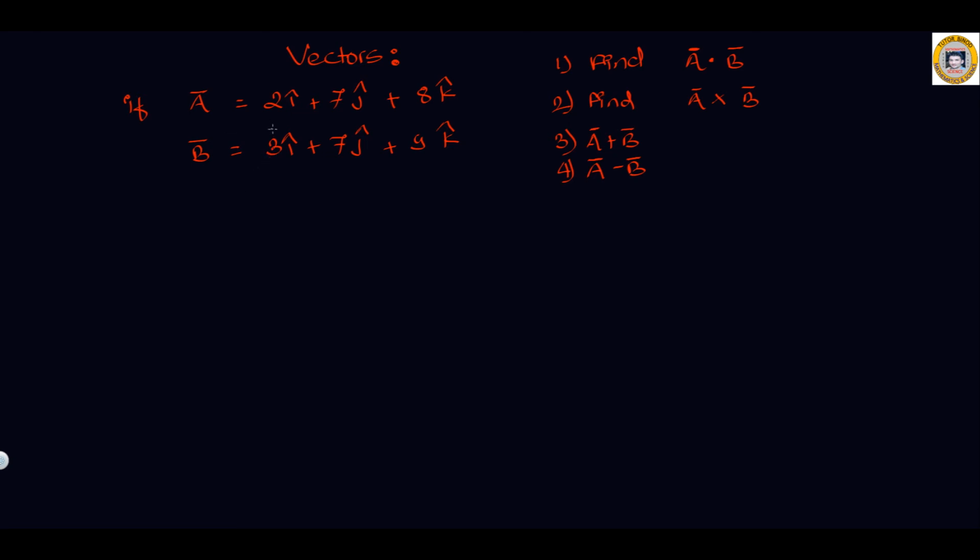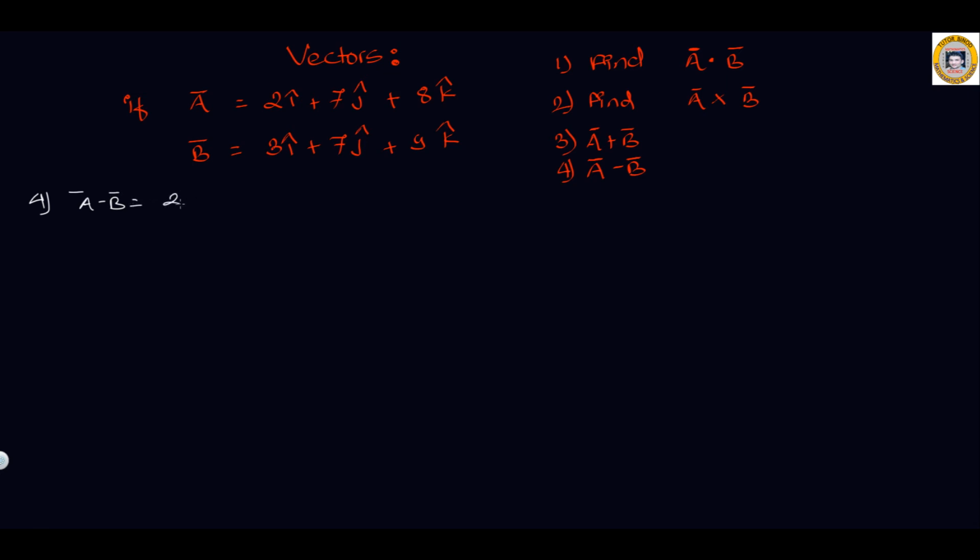Now let us see a few examples regarding vectors. I have a vector as 2i plus 7j plus 8k, whereas b vector is 3i plus 7j plus 9k. I'm supposed to find a dot b, which is the scalar product of a and b, the vector product a cross b, and a plus b and a minus b. Let me start with the easier ones. So let us do a minus b first, which is the difference of two vectors a and b.